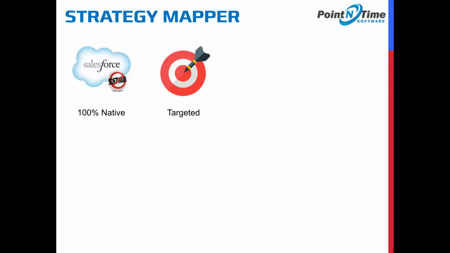It's targeted to the accounts and opportunities that you want to build the plans against, and the meetings you want to have against those accounts and opportunities. It maps to your business strategy. You do not have to do a forklift upgrade of your business processes, your sales processes, or your methodology to use Strategy Mapper. We map to your process and methodology.